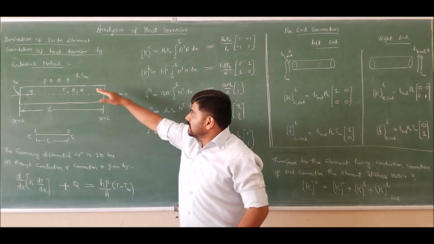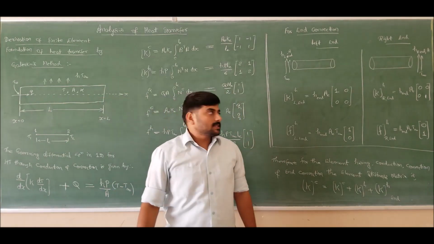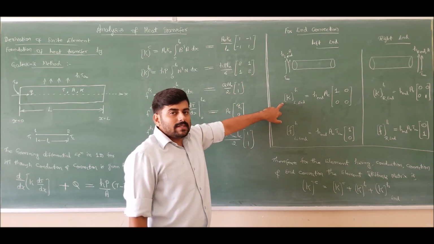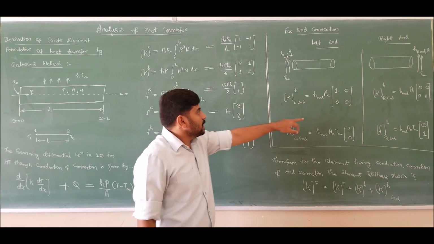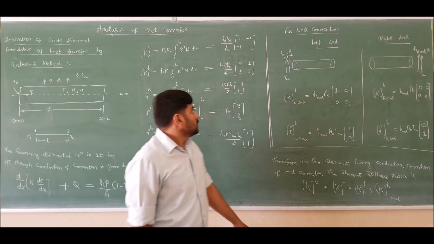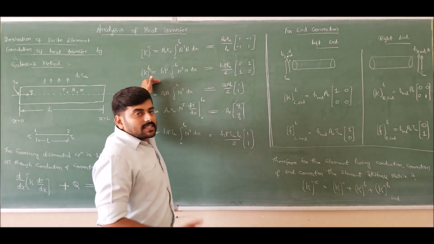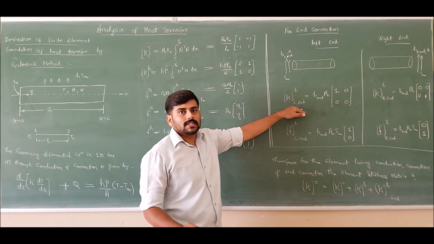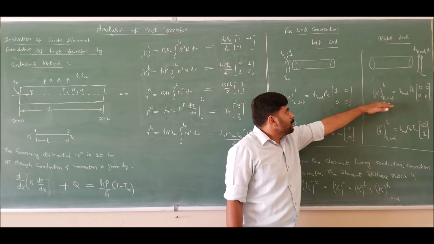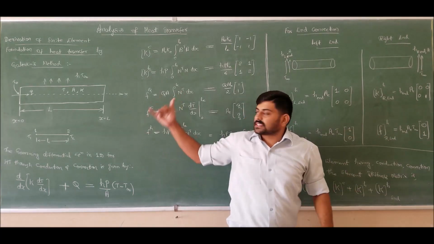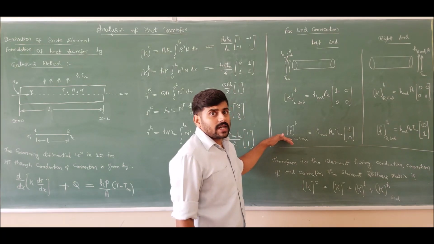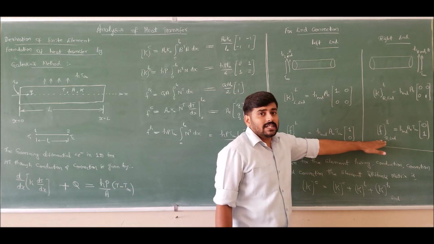Finally, in addition to this lateral convection, if we have end convections, for left end convection, the additional element stiffness matrix due to left end convection is given by h of end convection, that is convective heat transfer coefficient, times the area into [1 0; 0 0]. Whereas this is for surface convection, this matrix is for end convection, particularly for left end convection. If I have convection at the right end, then this will be the element stiffness matrix in addition to the surface convection. Coming to the load vector due to end convection, this is load vector due to left end convection, and this is load vector due to right end convection.